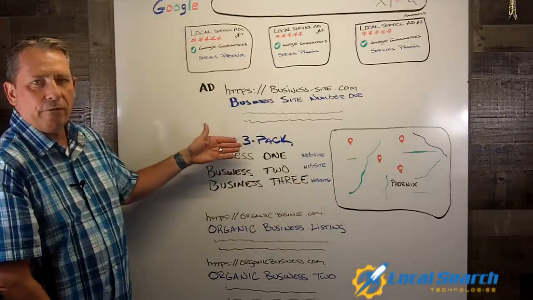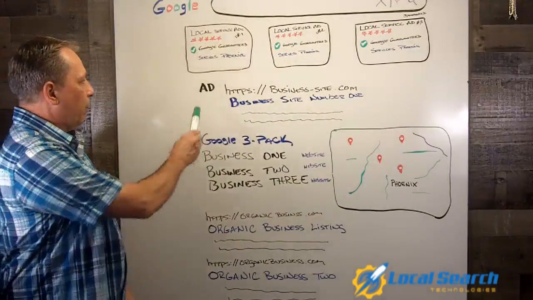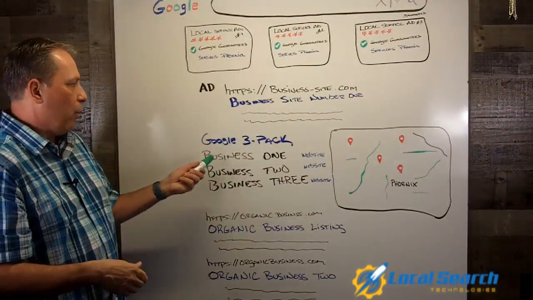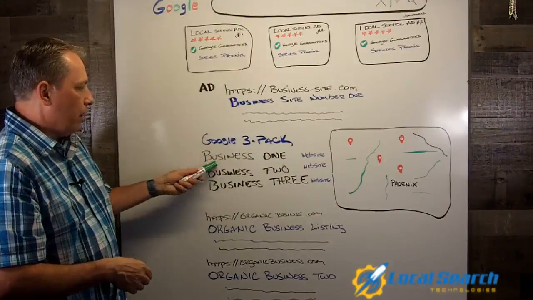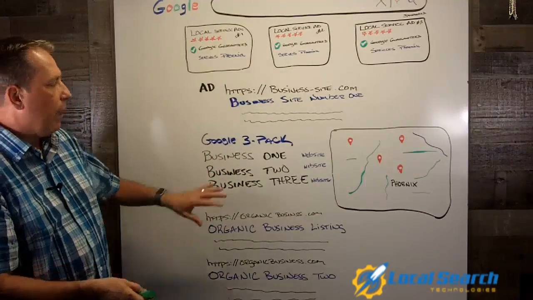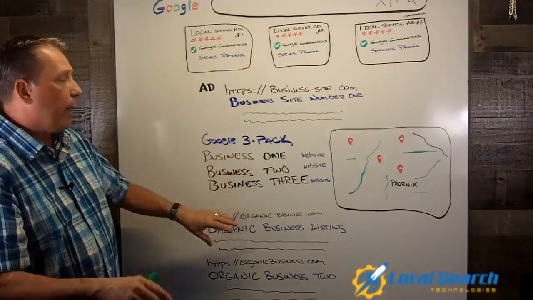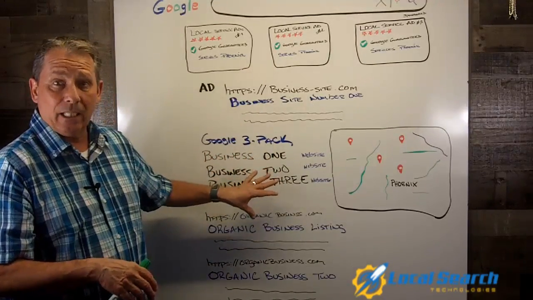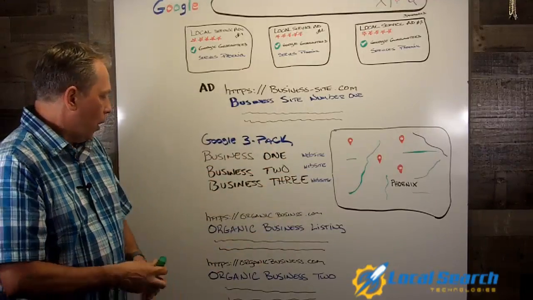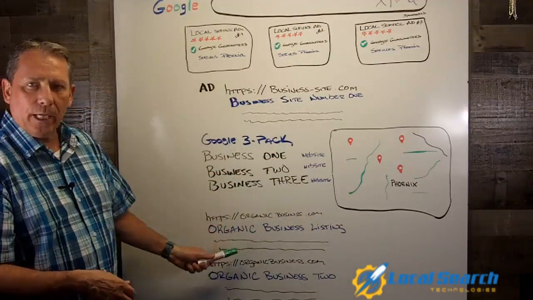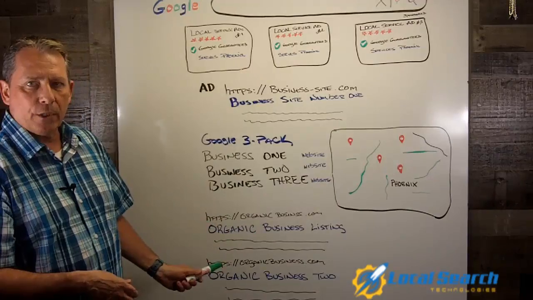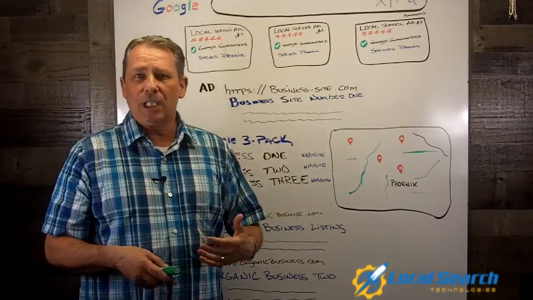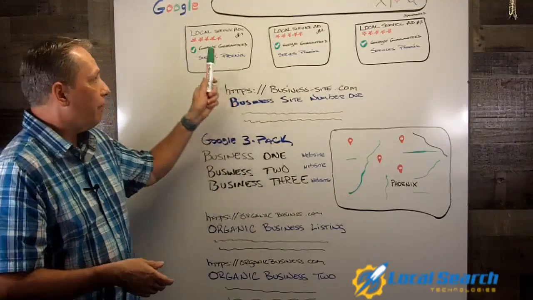If you're doing AdWords, you can sneak in on the top of the Google 3-pack. So sometimes you'll see 4 listings there. One will be an ad, with another little ad designation on that Google 3-pack. But then you'll see business 1, business 2, and business 3. At this particular point, they will always show 3 businesses organically. And then of course, we have the organic listings on the first page. So with that being said, there are 4 places that you can show up on the first page of Google.